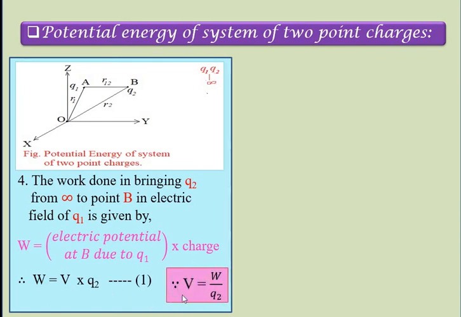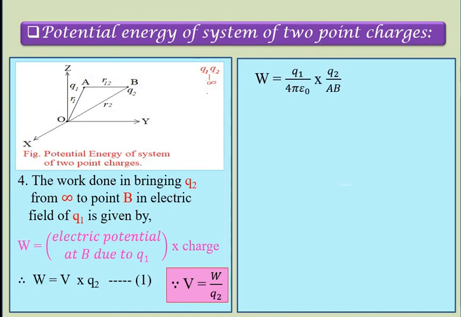We have obtained the relation for the electric potential, that is V equal to W divided by Q0, where Q0 is the test charge. But in this expression, we have to bring the charge Q2 from infinity to point B. So, in bringing the charge Q2 from infinity to point B, some work must be done. Therefore, the electric potential is equal to W divided by Q2, and from this we can obtain the work done, which is equal to V into Q2.